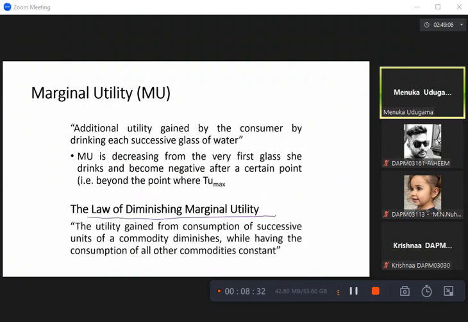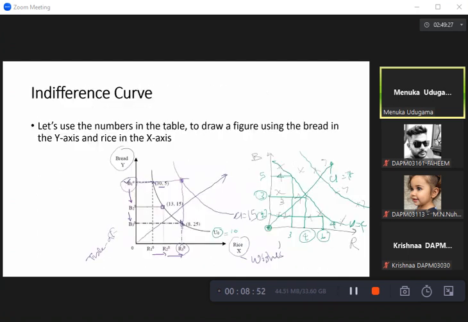And then there's a law underpinning that theory. It's called the law of diminishing marginal utility, which means that as you consume more and more units of a product, the marginal or the additional utility will gradually reduce, right? That was when you consume one product. Now, what would happen if you consume 2 products at a time?